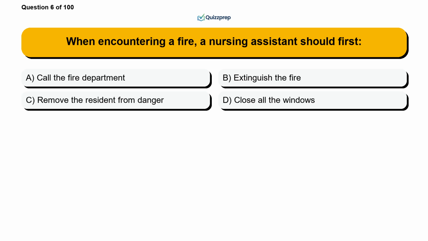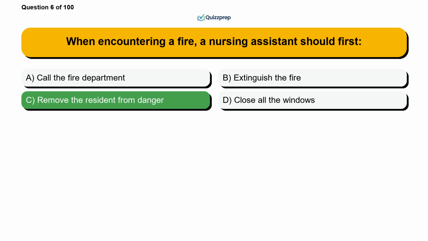Question 6. When encountering a fire, a nursing assistant should first: Option A. Call the fire department. Option B. Extinguish the fire. Option C. Remove the resident from danger. Option D. Close all the windows. The correct answer is option C. Remove the resident from danger.